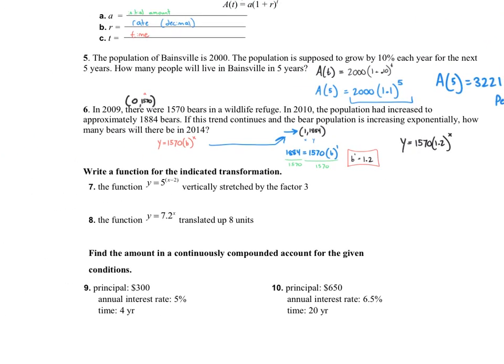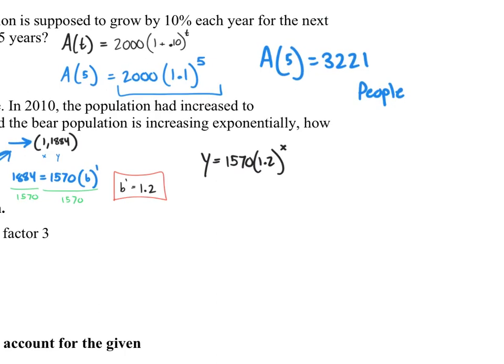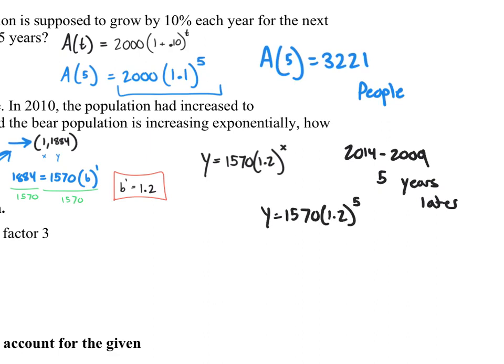And they wanted to know how many bears will there be in year 2014. Well, 2014, if we subtract that, year 0 was 2009, right, because we set that as year 0, we get that this is 5 years later. So we will now simply go in and replace the x with a 5. And when we type that in, we'll get an estimated population of approximately 3,906 bears.